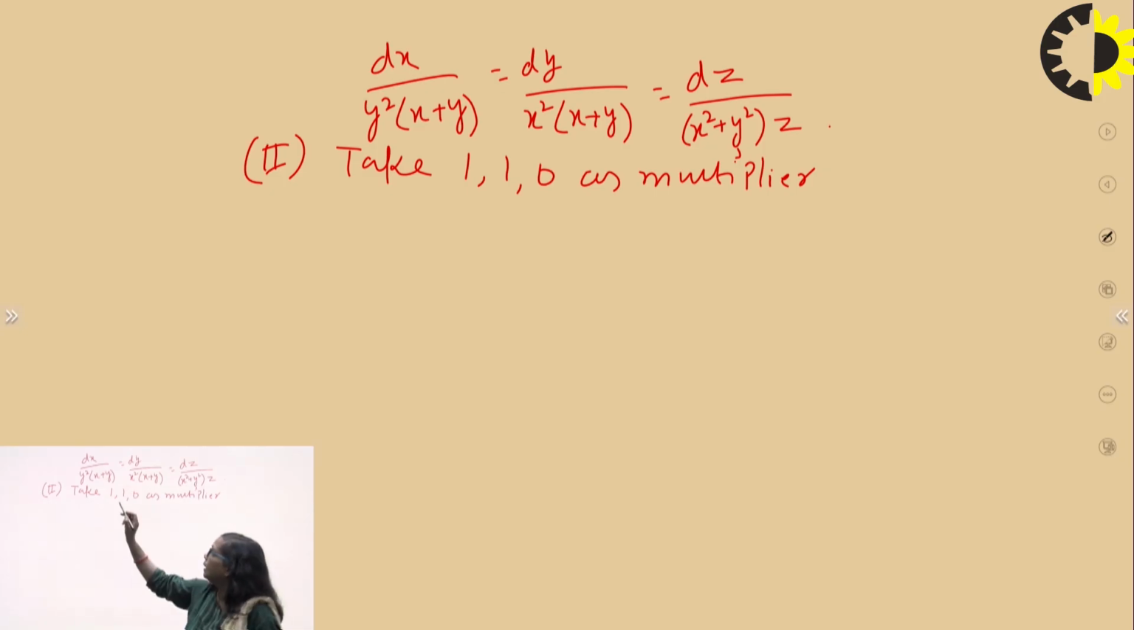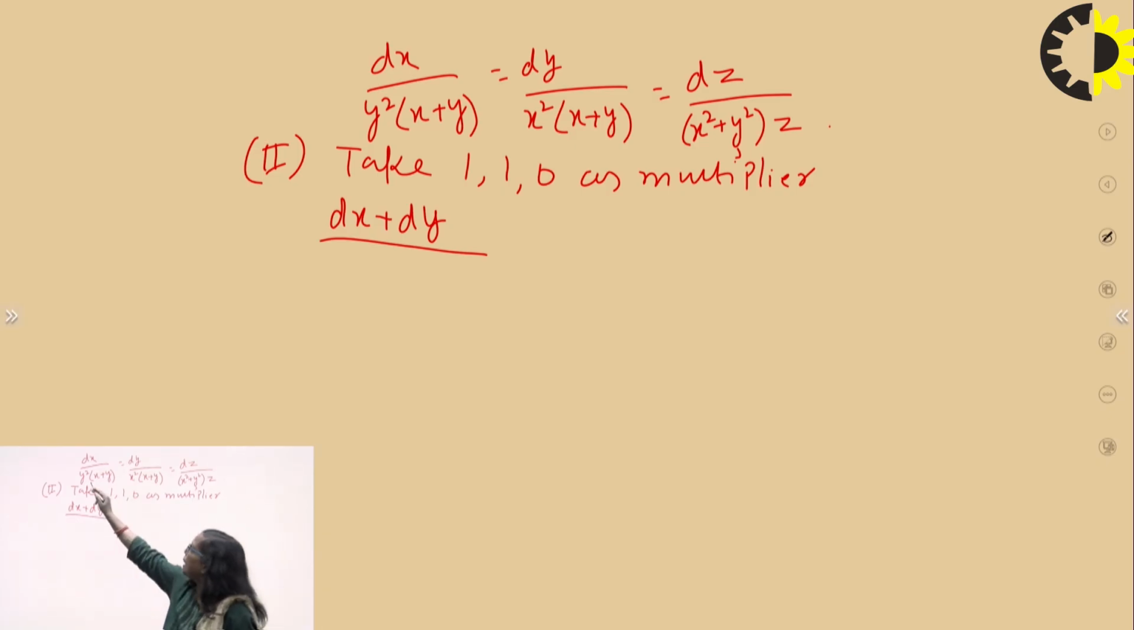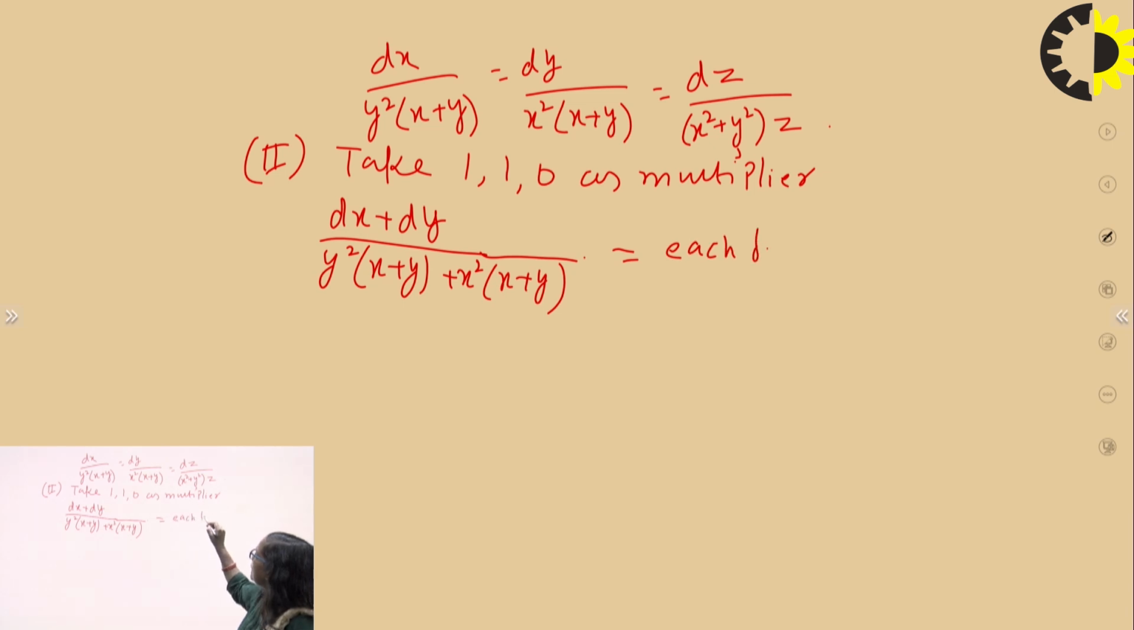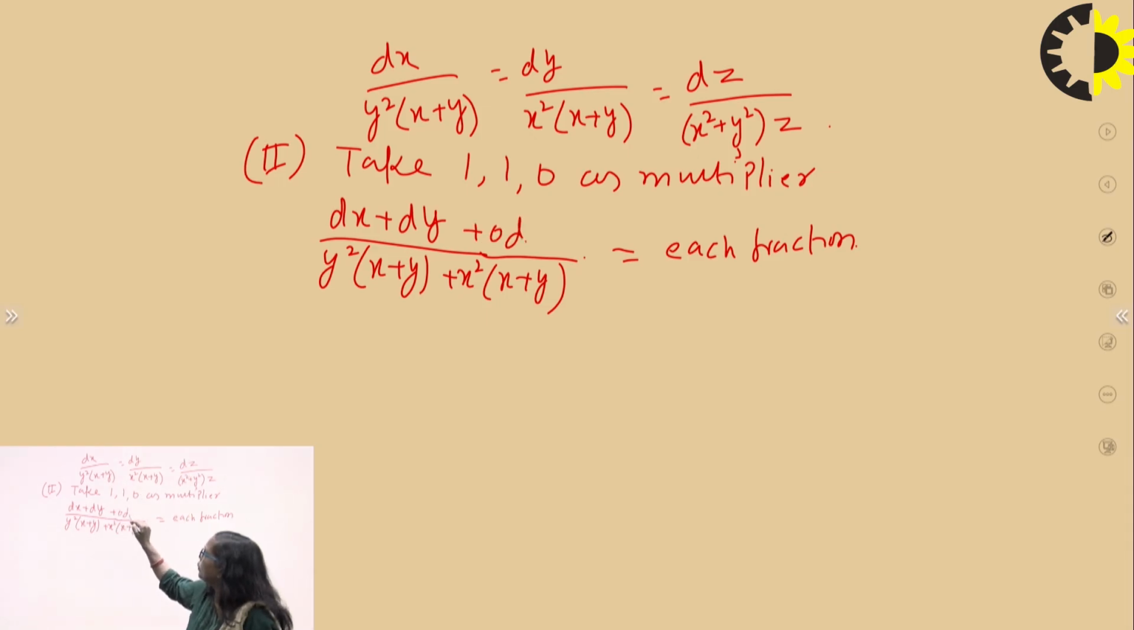Look at what happened. The first fraction I am multiplying by 1, the second also by 1. So the numerator will become dx plus dy. Similarly in the denominator, I multiply by 1, and I get y square into x plus y, the same, and x square into x plus y, the same. And I know that the multiplier result is equal to each fraction. If I take the 0 also, I write 0 dz, which is of no use, and the denominator also gives 0 for that part, so I have not included it here.